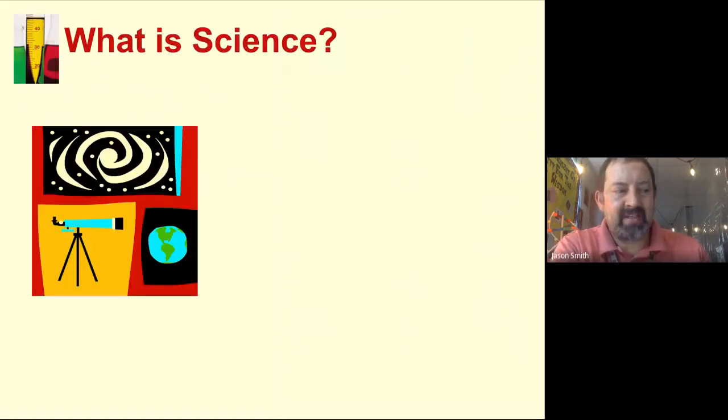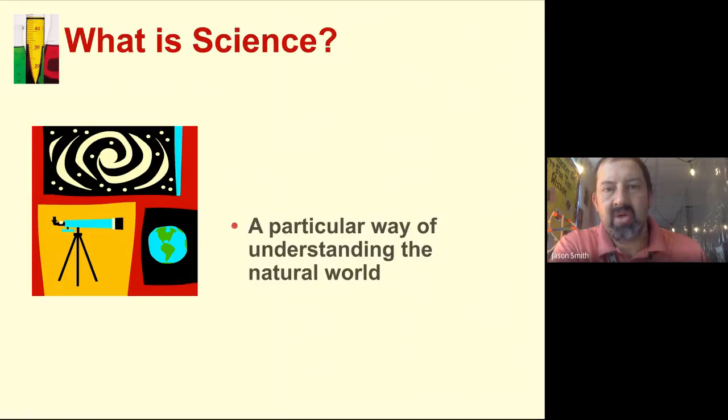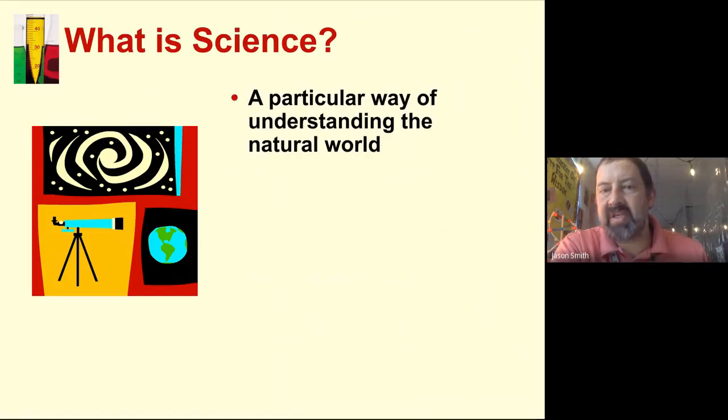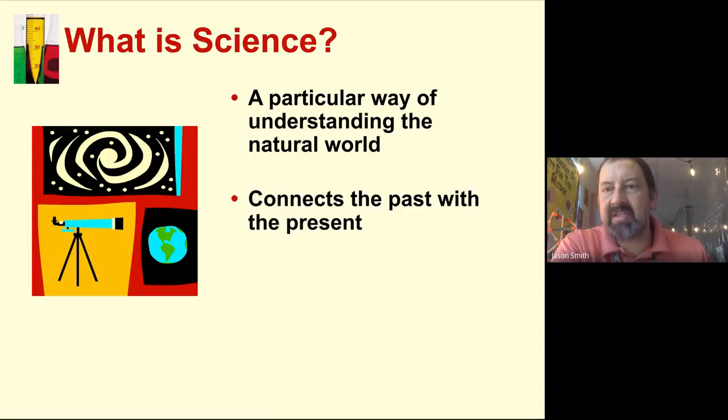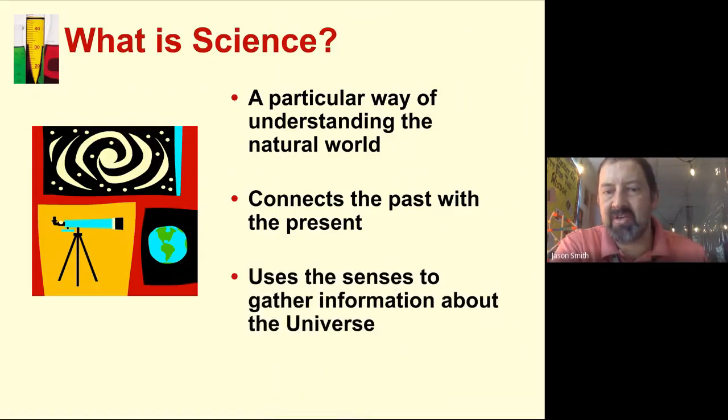So, what is science? We've talked about this before at the beginning of the year, and we're going to come back to it in order to understand this theory of evolution and some of the other processes that we have in natural selection. So, science is a particular way of understanding the natural world. So that we can understand everything that's going on within nature, we put it to tests and evaluations to see what's happening. It connects the past with the present. So, what happened in the past may be happening now. Similar observations can occur. And it uses the senses to gather information about the universe, not just here on Earth, but in the sky and beyond as well.